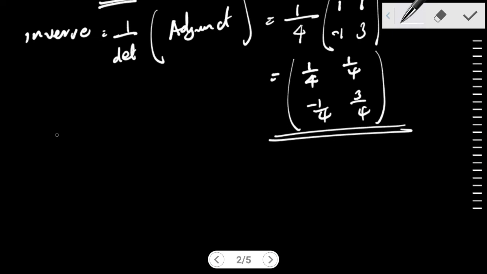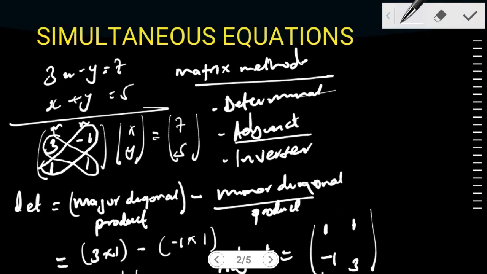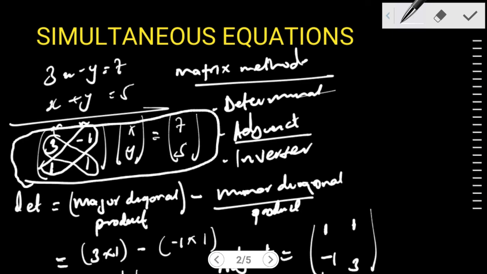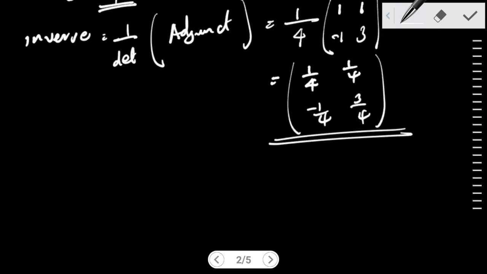Therefore, to work out the general equation, I'm going to multiply this inverse on both sides. So if I have that, I choose the whole of this, and I multiply on both sides. I start with 1 out of 4, 1 out of 4, negative 1 out of 4, 3 out of 4.